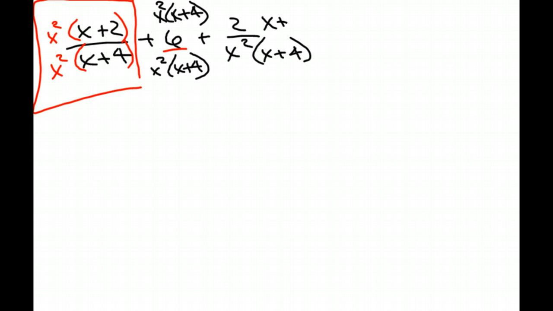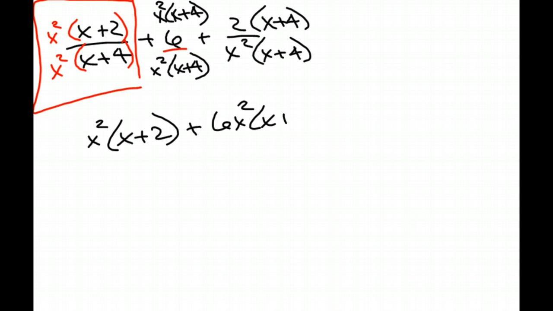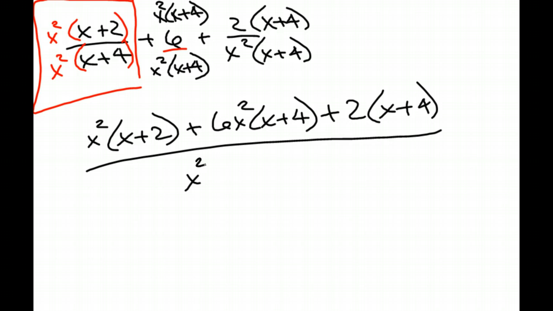Yeah, that's all. So you should have gotten x squared times x plus 2 plus 6x squared times x plus 4 plus 2 times x plus 4 all over x squared times x plus 4. Are we done at that point? No. Okay, why would you distribute? The top needs to be combined, simplified, if possible.